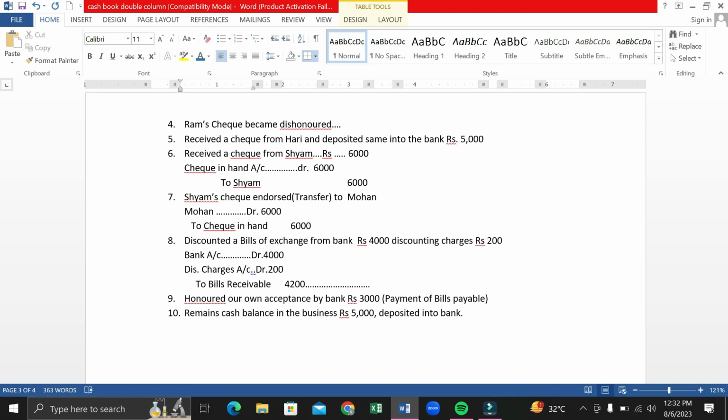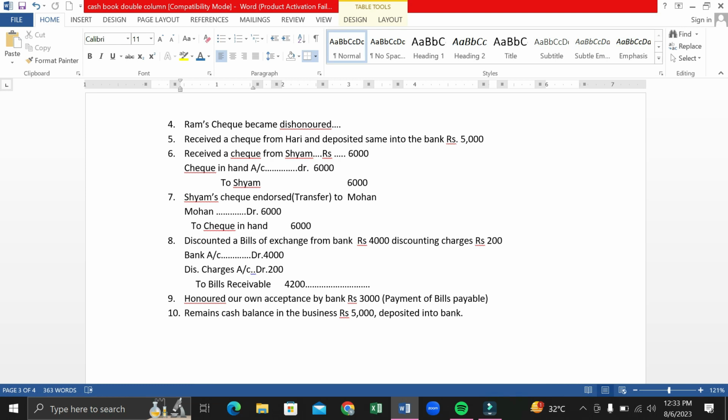We have transferring the check to Mohan. In that one condition, we are just physically transferring the check to Mohan. That's why it will not affect your cash book also. We will show it in the journal only. So the journal entry will be Mohan's account debit, or Mohan debit to check in hand, with the amount of 6,000. So the 6th and 7th entries basically will not affect your cash book itself. It will be shown only and only in the journal.